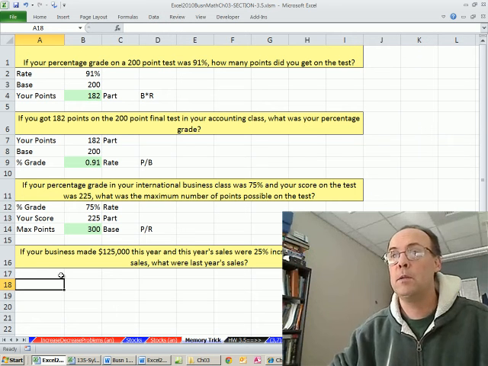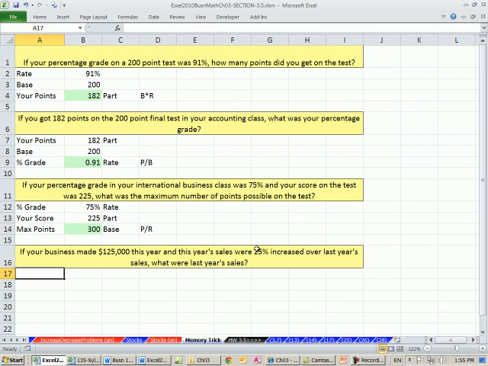But here I'm going to use this. All right, so let me put some numbers down. So I have rate of change. That's how much it went up or down. So rate of change, and that was 25%. Woohoo, our sales went up by 25%.